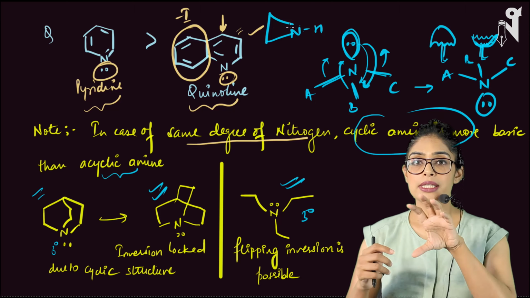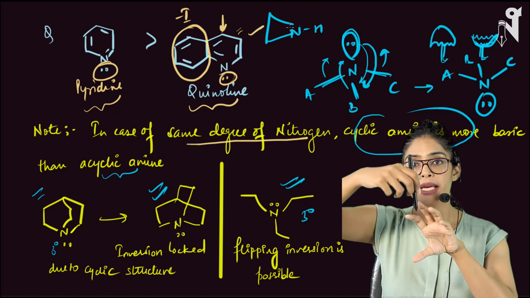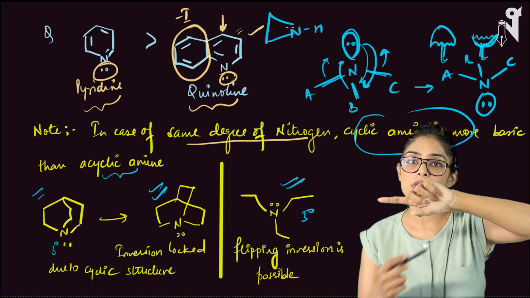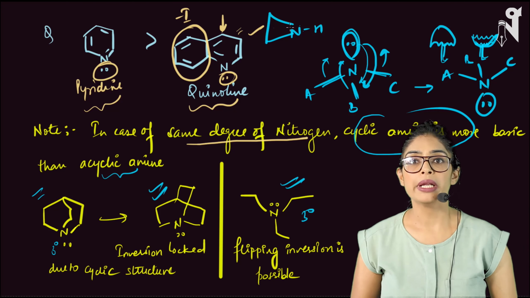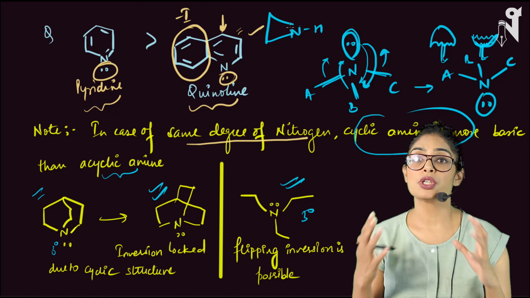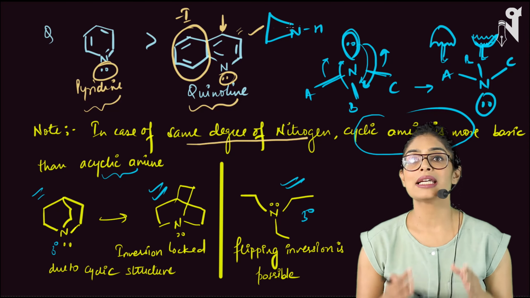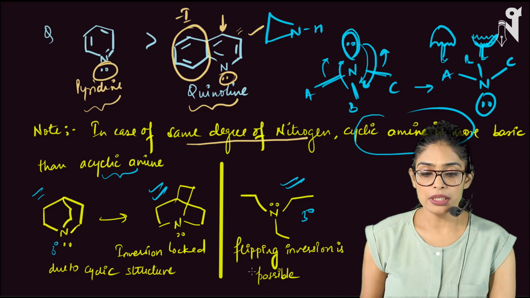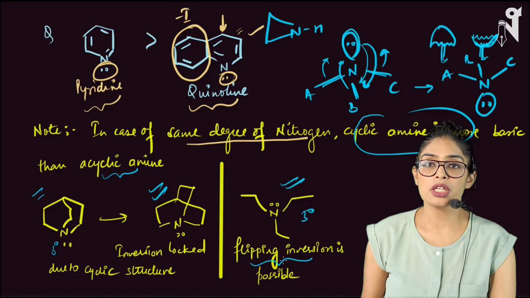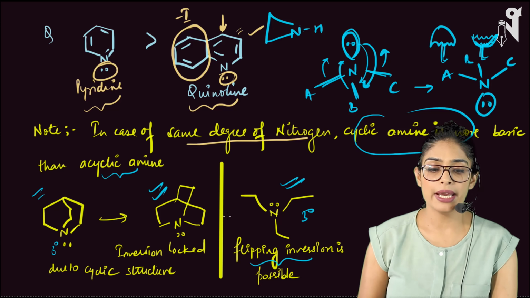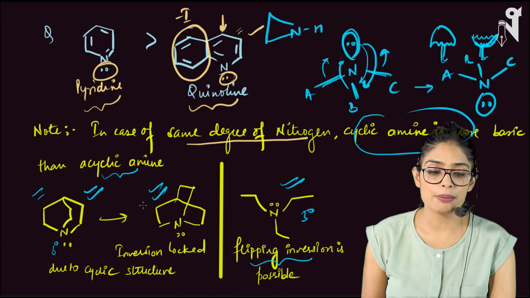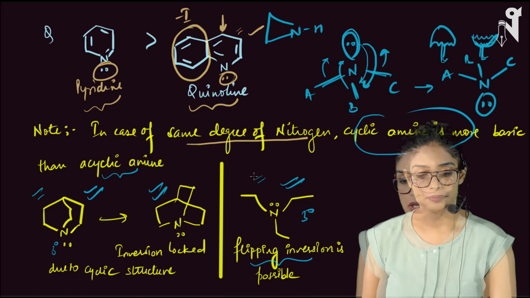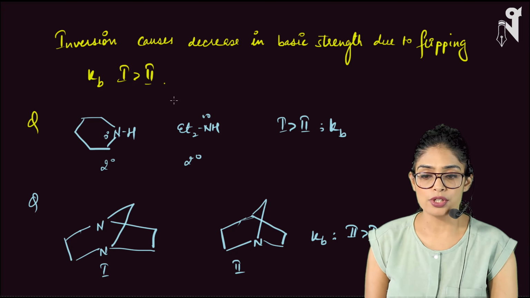Why? Because let's say the lone pair is down and hydrogen is attacking from up, it will not get the lone pair immediately, or the lone pair is up and hydrogen is attacking from the other plane, it will not get the lone pair. Because the position of the lone pair is not fixed, it causes a slight decrease in the basic strength of the molecule. So flipping, inversion in case of open chain causes a decrease in basic strength. Hence when we compare, we say that cyclic amines are more basic than acyclic amines if the degree of the nitrogen is the same. Now on this concept, let's see a few questions.